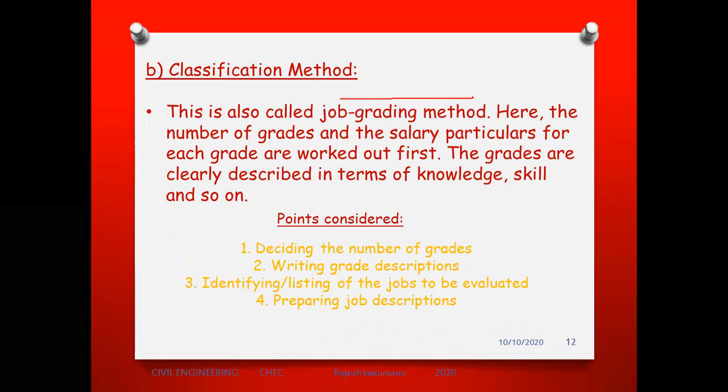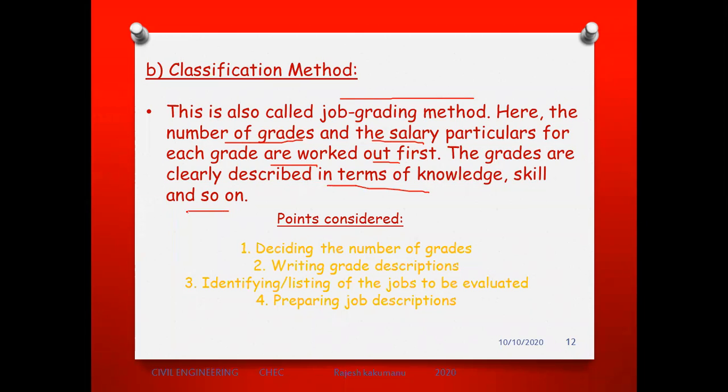If that is the criteria, you grade the above average students among the 60 members. Next below average, next average. So like this you are grading. In the same way, the jobs are also graded. That is nothing but the classification method. Here, the number of grades and the salary particulars for the work of each grade are worked out first. The grades are clearly described in terms of knowledge, skill, etc.